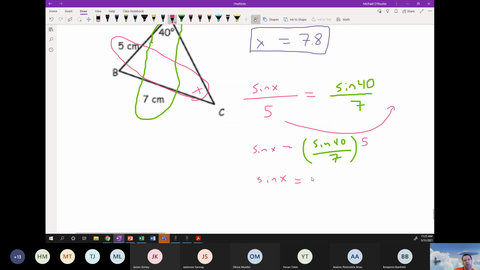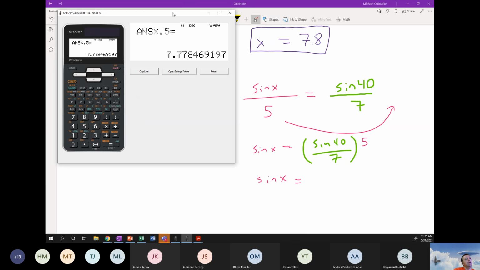Okay. I'm going to let you guys work that through in your calculator real quick. I want you guys to try to get the answer. So I'm going to work it through here. Sine 40 divided by 7, press equal sign, and multiply it by 5. 0.46.